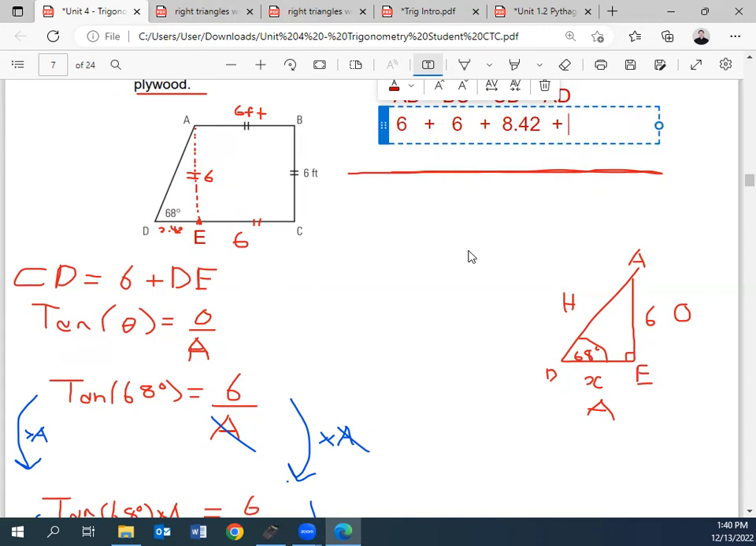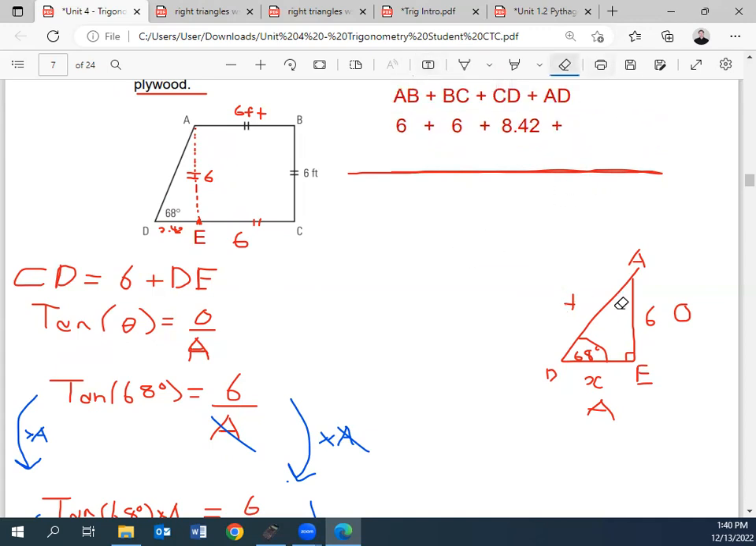Cool. Last piece of the puzzle is going to be, I'm going to erase this. So I have my side here. I hope you guys didn't write that down. I told you not to write that down. The last piece of my puzzle is I need to figure out what AD is.